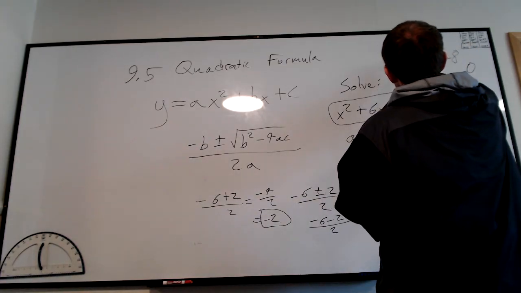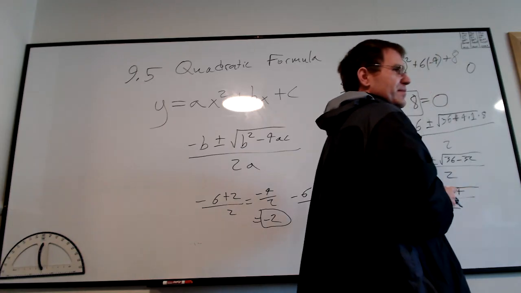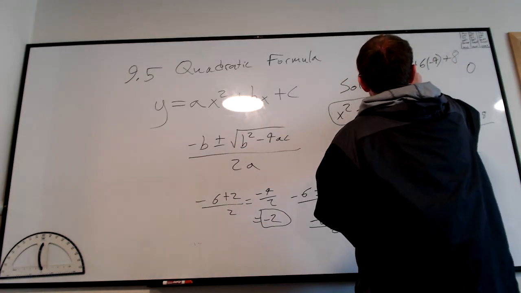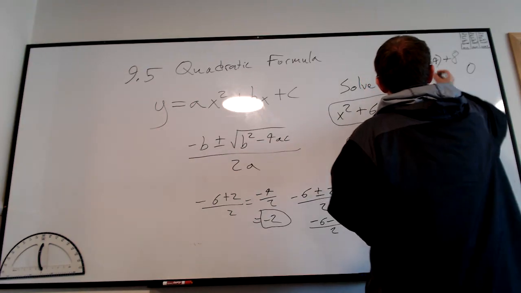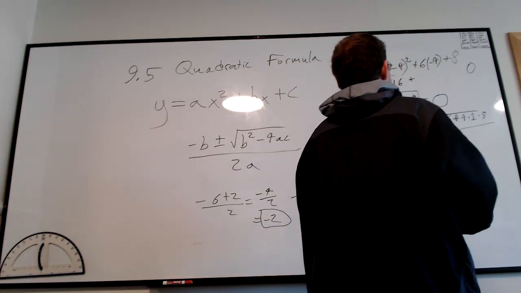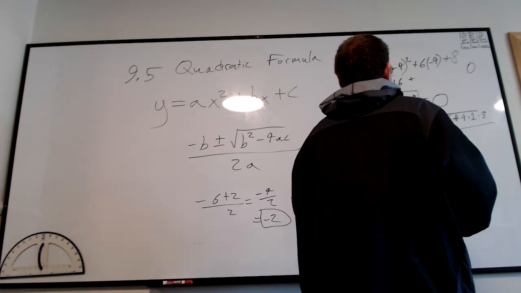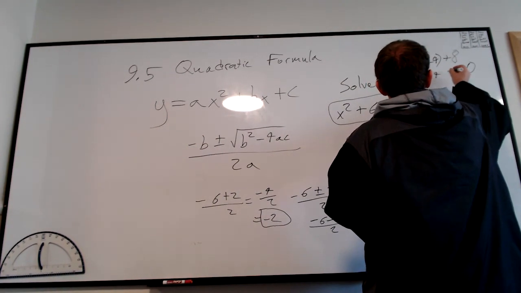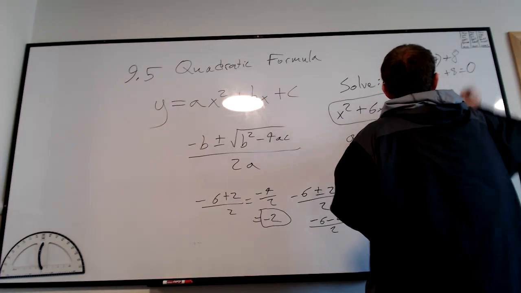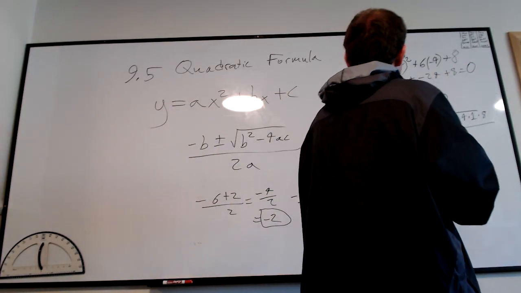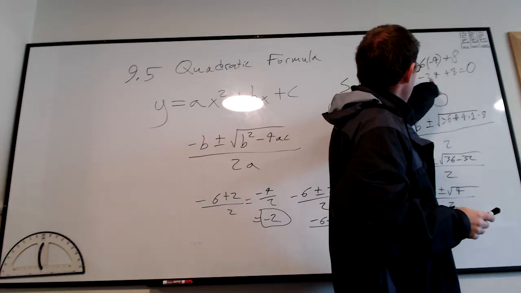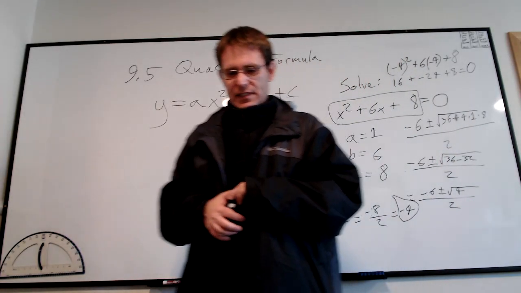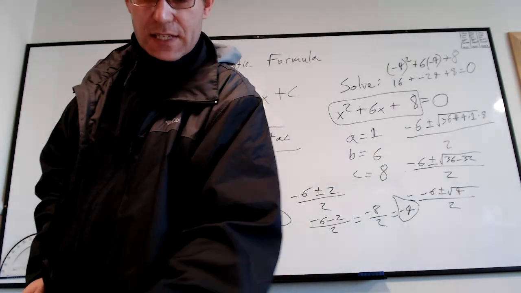Okay, so 4 squared is what? 16. Yep, 16. Plus, what's 6 times negative 4? Negative 24. Correct, so minus 24 plus 8, and that equals 0. So, right, 16 plus 8 is 24, minus 24 is 0. So we just checked our answer. Any questions on that?